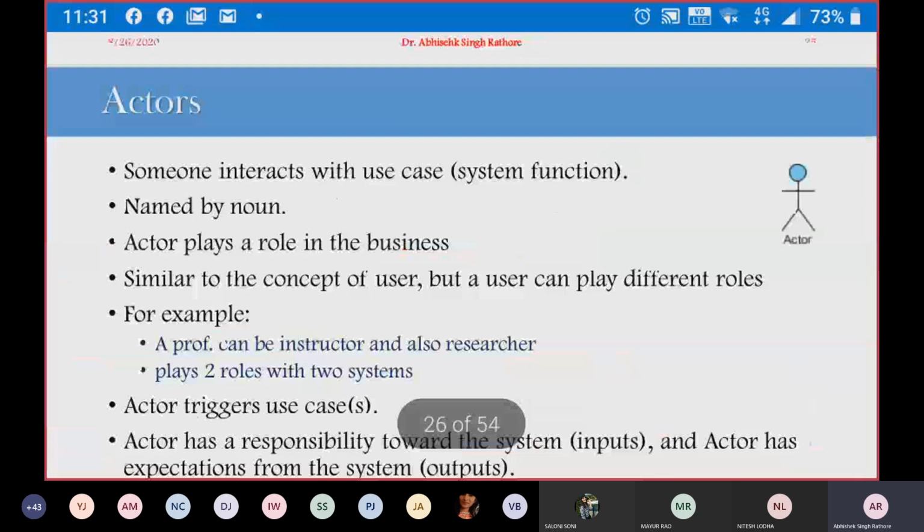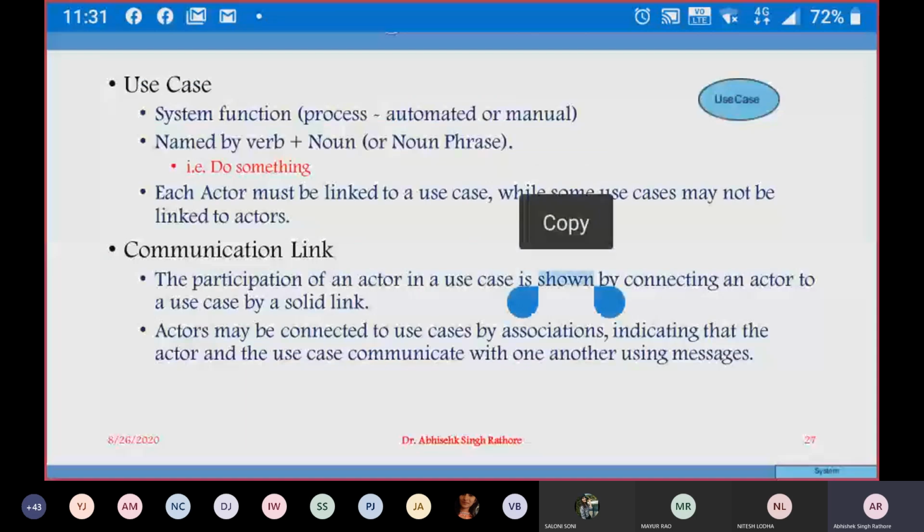Then each actor must be linked to at least one use case. Otherwise, we can say that the actor is just a user of your system. So we have to associate any actor with at least one use case. Then we have communication links between use cases, where one use case is associated with other use cases. We have different relationships, like invoke, precedes, extend, and include. So we have four types of links available. In addition to that, we also have the association link.